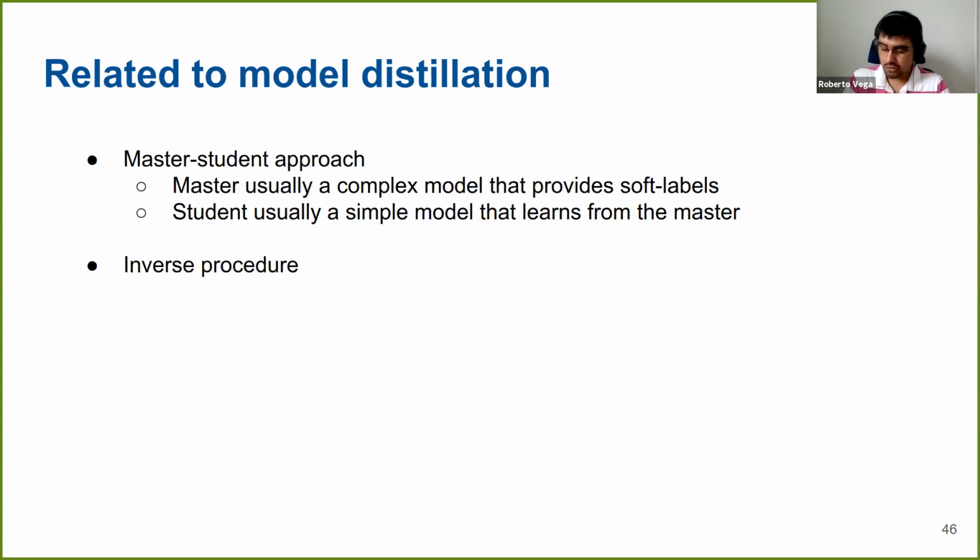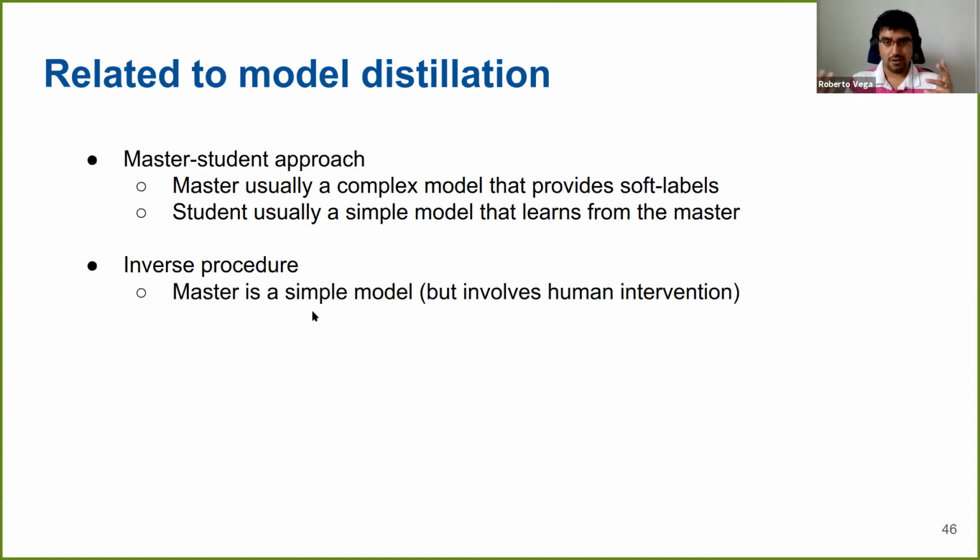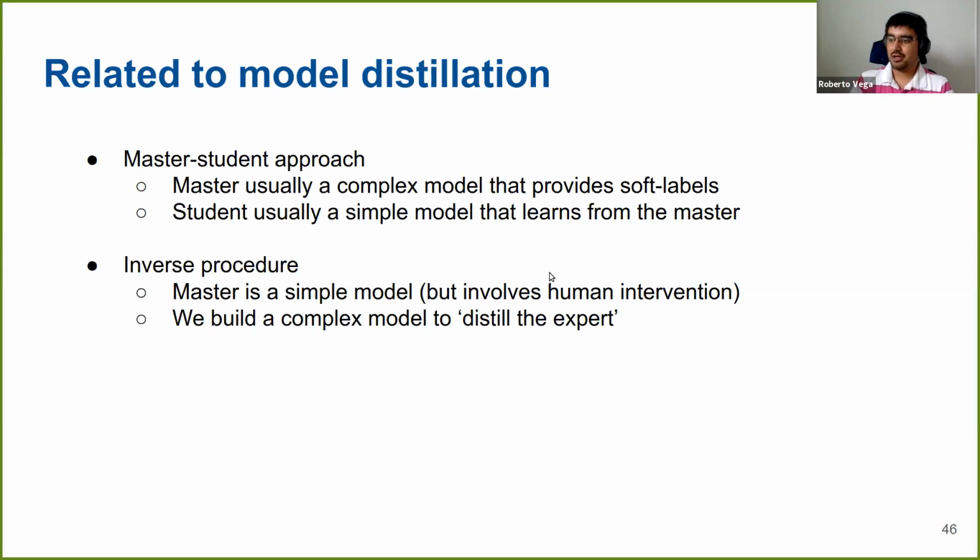But what we are doing is the inverse procedure in here. The master is a very simple model. It's a very simple graphical model that in this case included two features, the angle and the coverage. But then it involves human intervention because someone needs to go and make this measurement. But the mathematical model itself is very simple. And then we are trying to transmit the knowledge gained by that very simple model that involves a human into a very complex network that doesn't require a human, because we want to do this automatically. So now we build a complex model that learns from the human and the simple method. So we are basically making the distillation not of a complex model, but of an expert human.